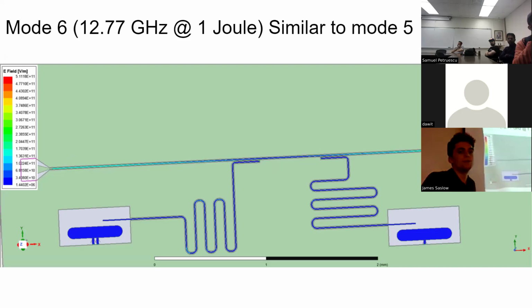And mode 6 seems to be a copy of mode 5. Again, I don't think this is accurate. I think this is just a weird simulation thing going on, especially because these frequencies are so close together. But I didn't want to throw out any results, even if they were bad.